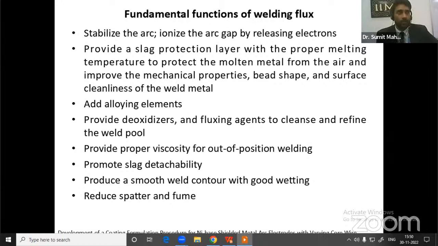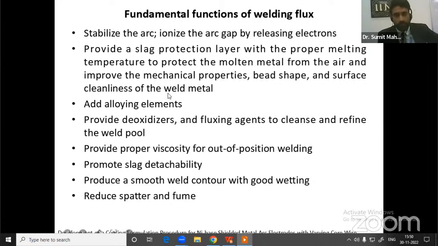These flux coatings also provide slag protection, because there is a welding pool when we melt the metal, and the molten material is exposed to the environment. In the environment there is moisture, some dust particles, and some harmful gases which hamper the material performance. When there is no slag protection or protective coating, they will easily react with the molten pool and the weld quality will be hampered. So you can read here that it protects the molten metal from the air and improves the mechanical properties.